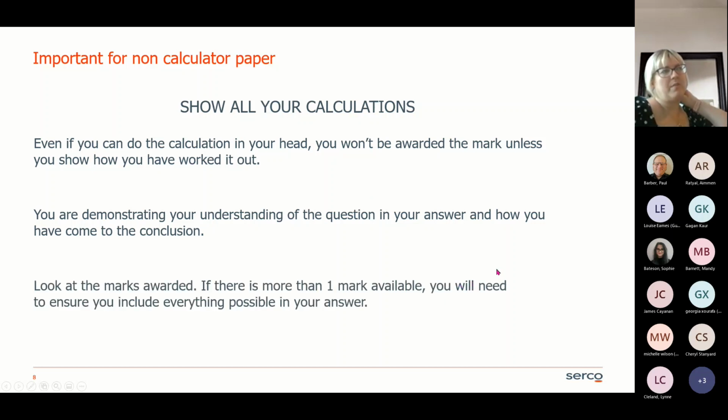So again, I think I just mentioned this. Look at the marks awarded. If there's more than 1 mark available, then you will definitely need to ensure you include everything possible in your answer. So say there's 3 marks. It could be that 1 mark would be for the answer, 1 mark would be for the workings out, and then the other one would be for the quantity. So you need to make it clear that it's centimetres and not metres. It's another thing to think about.